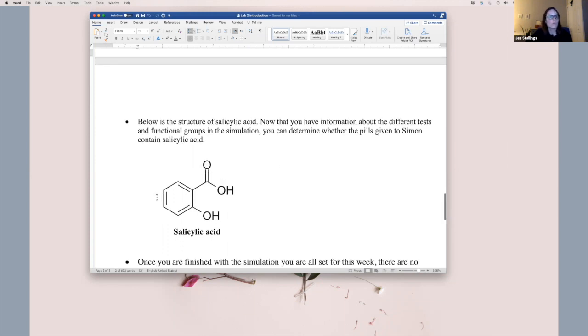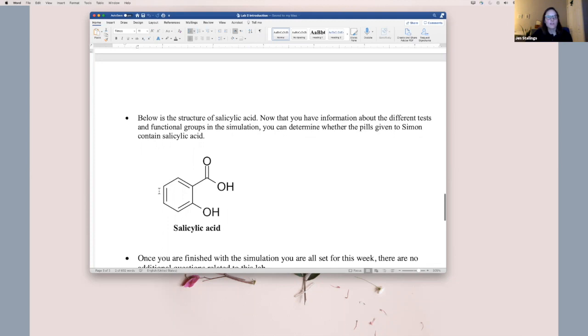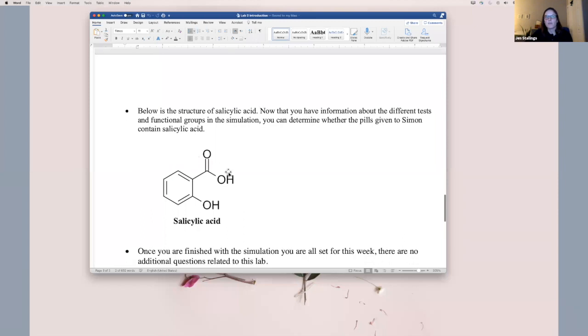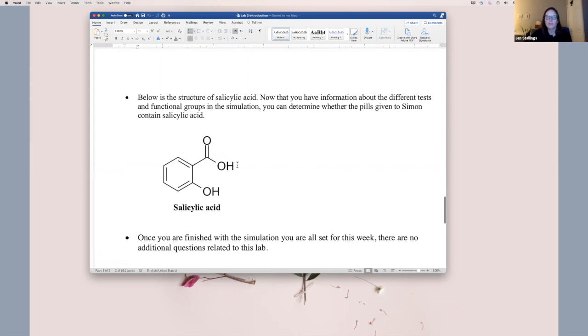If you notice the phenol group here, the hydroxyl group there, the alcohol, and then the carboxylic acid right there. Knowing the structure and those functional groups that are present on it, you should be able to hypothesize what your test results are going to be based on the other information I gave.